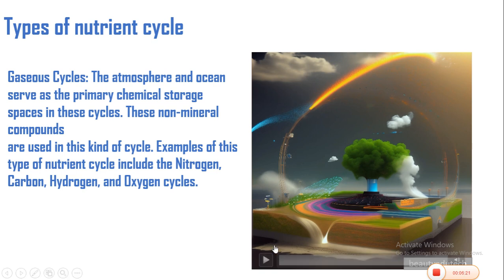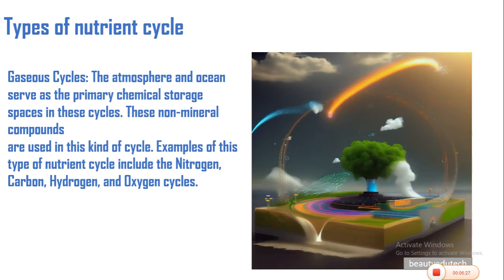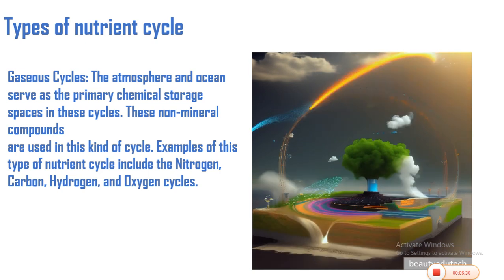Examples of this type of nutrient cycle include the nitrogen cycle, the carbon cycle, the hydrogen cycle, and the oxygen cycle. The demo on the screen shows what the gaseous cycle looks like. The sun is shining from the atmosphere onto the earth. The plants absorb the sunlight, which helps in photosynthesis. The plant then produces oxygen, a gas which human beings and animals need. Human beings and animals inhale oxygen and exhale carbon dioxide, which the plants need.